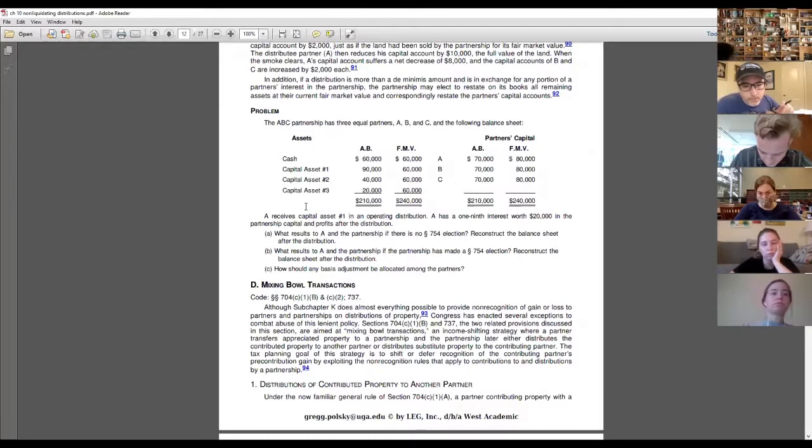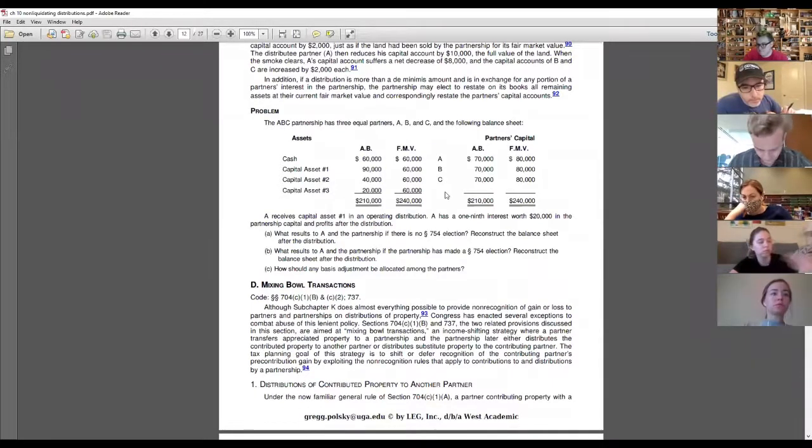And then what's going to happen is A gets distributed capital asset number 1 in an operating distribution. And that's going to be economically a partially liquidating distribution because A is sort of cashing out a big chunk of her interest. And so A is going to go from being a 1/3 partner before to being a 1/9 partner after. And B and C are going to go from being a 1/3 partner before each to being a 4/9 partner after.